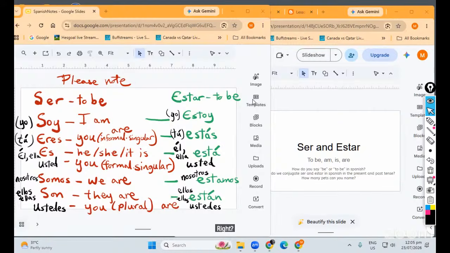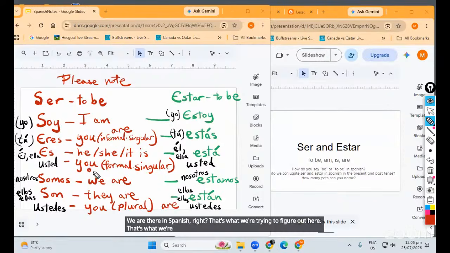All right, let's go back over it. Let me turn back on the recording. So what we are understanding is how we say I am, you are, he is, she is, it is, you are, we are, they are in Spanish, right? That's what we're trying to figure out here. That's what we're revising here.